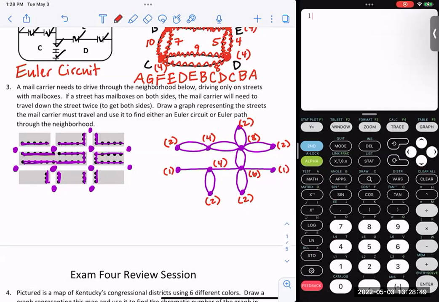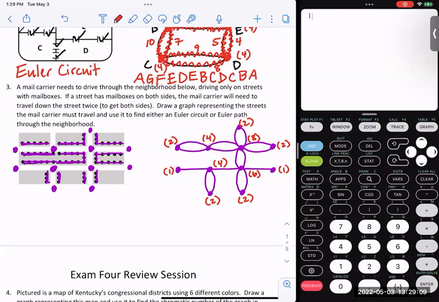Euler's theorem says if every single degree is even, then an Euler circuit is possible. An Euler circuit just means that we're traveling every single edge exactly once, and we're able to finish back where we started, right? So if it's an Euler circuit, we will end up where we started. So if they're all even, you have an Euler circuit.